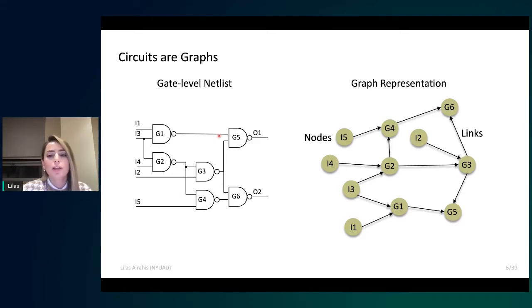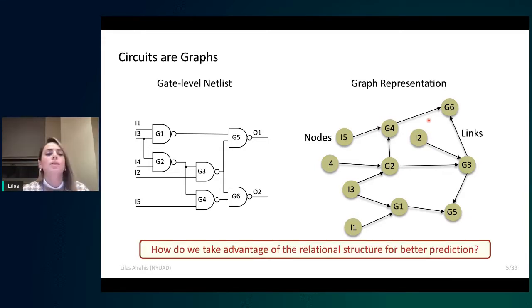Now, if we initialize this graph and we initialize each node in it with some feature vector that captures, let's say, the type, the Boolean functionality each node is performing, then we are able to fully capture this circuit as a graph. So, based on this observation, we start to think, okay, how can we take advantage of this graph representation? How can we take advantage of this relational structure for better prediction? And that's why we started to look at graph representation learning.